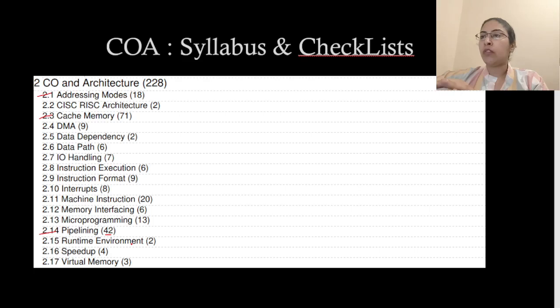And runtime environment, there are two questions. From speedup, four questions. Virtual memory, three questions. So from addressing modes, there are 18 questions; this is a very important topic. Cache memory, there are 71 questions; this is a very important topic. And pipelining, there are 42 questions; this is also a very important topic. So you can never afford to miss these topics for the examination. Okay.